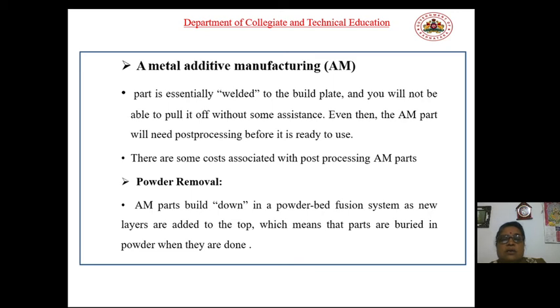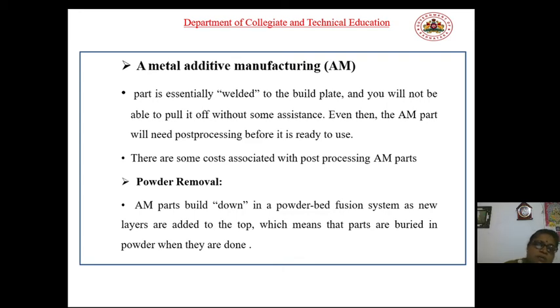Additive manufacturing parts are essentially welded to the build plate. In one such process, the part is essentially welded to the build plate, and you will not be able to pull it off without some assistance. Even then, the additive manufacturing parts will need post processing before they are ready to use. So there are some costs associated, as I told earlier; the cost associated with post processing of AM parts is very high.